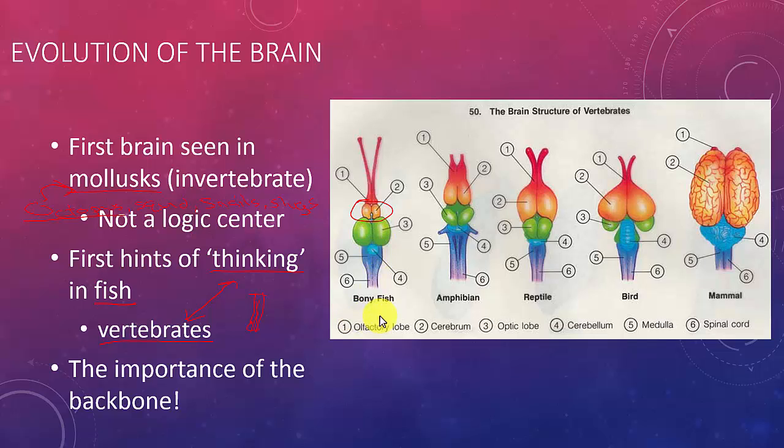All right, and you can see as we go up the evolutionary trail here, bony fish to amphibian, to reptile, to bird, and to mammal, we get a much larger thinking component of the brain because our thinking occurs in the cerebrum, right? Remember that from a few slides ago. The cerebrum is where all of our thinking, our logic, our memories, all the learning occurs. So the bigger your cerebrum is, the more intelligent you are. Okay? So bony fish have a little bit, amphibians a little bit bigger, reptiles a little bit bigger still, followed by birds, and then mammals. Okay?